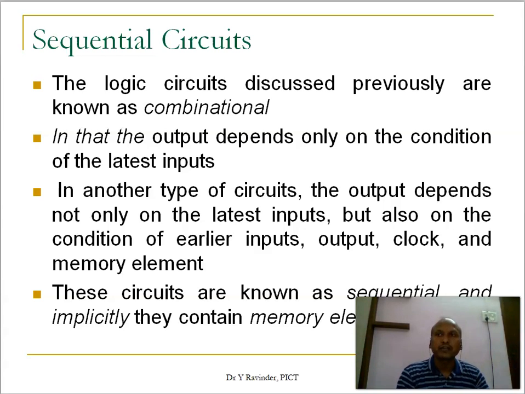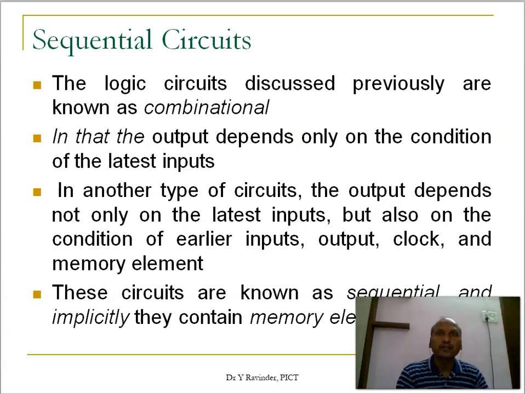Whereas in the sequential circuits, the output at any given instance of time, or at the present time, depends not only on the present inputs but also on the previous inputs, previous outputs and a clock. So this is called a sequential circuit, whereas the combinational circuit is simply a circuit whose output depends only on the present inputs. That is the main difference between a combinational circuit and a sequential circuit.